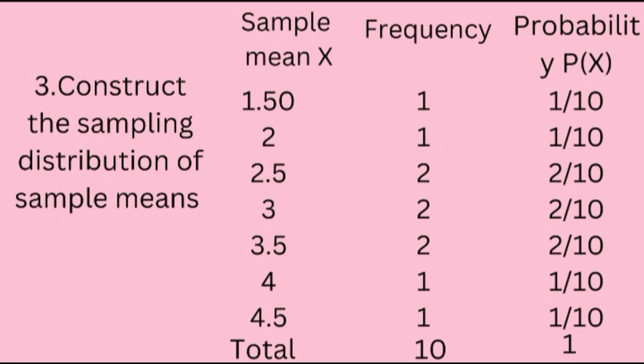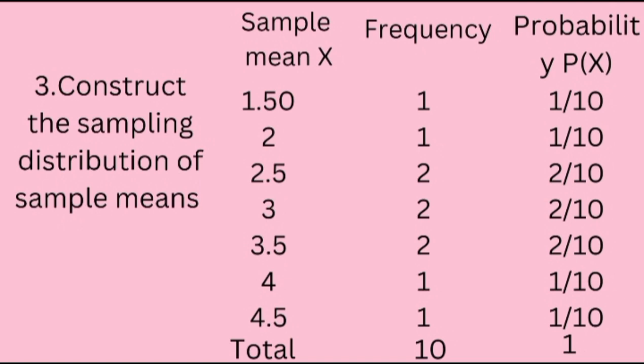3.5 occurs twice, so that is 2. 4 occurs once, so the frequency is 1. And 4.5, the frequency is 1. So to find the probability of getting each sample mean, we're going to divide the frequency of each corresponding sample mean by the total number of frequencies.